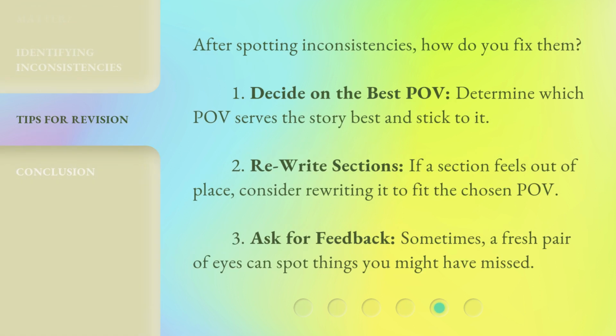After spotting inconsistencies, how do you fix them? 1. Decide on the best POV. Determine which POV serves the story best and stick to it. 2. Rewrite sections. If a section feels out of place, consider rewriting it to fit the chosen POV. 3. Ask for feedback. Sometimes, a fresh pair of eyes can spot things you might have missed.